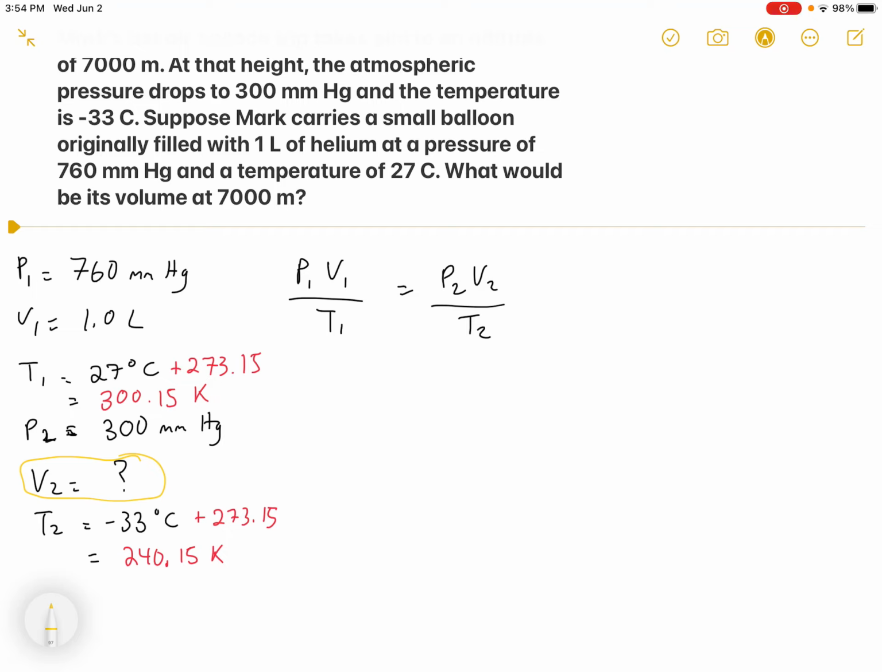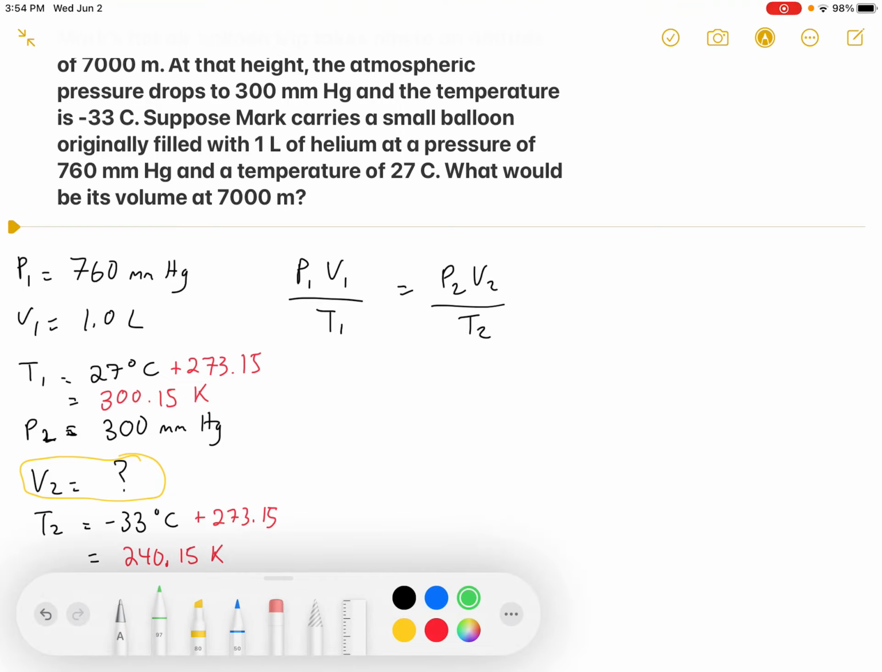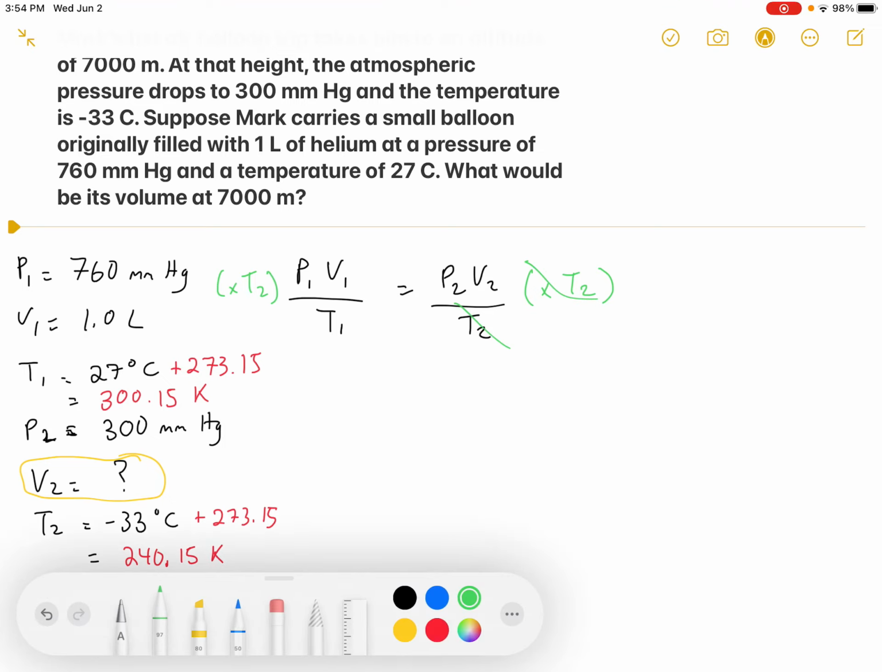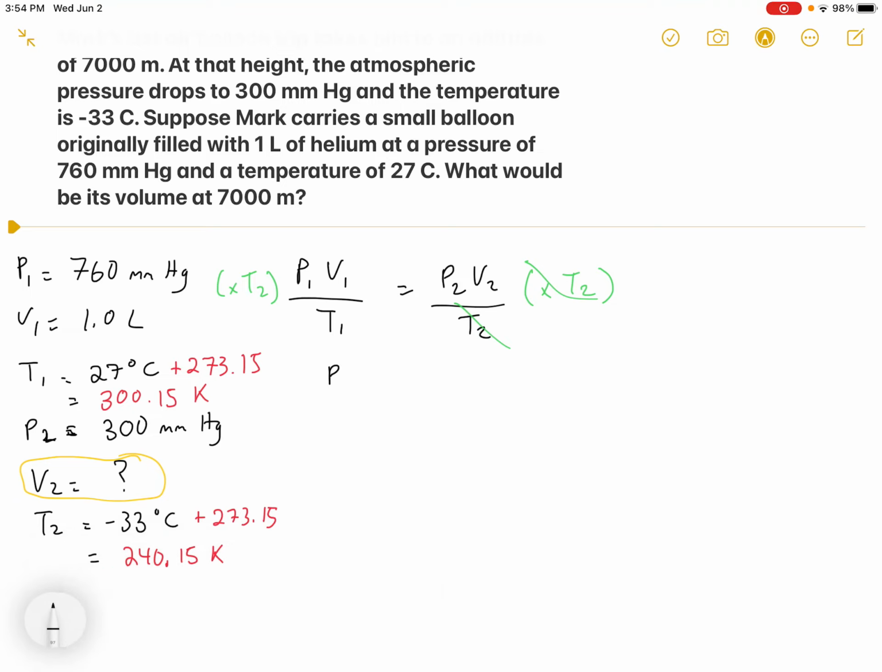So now we're just going to have to rearrange this equation to solve for the unknown. Our first step is to multiply both sides of the equation by T2, and here's where the algebra starts to get a bit more complex. We multiply both sides by T2 so that the final temperature cancels out on the right side of the equation, and that is going to give us P1 times V1 times T2 over T1 equals P2 times V2.